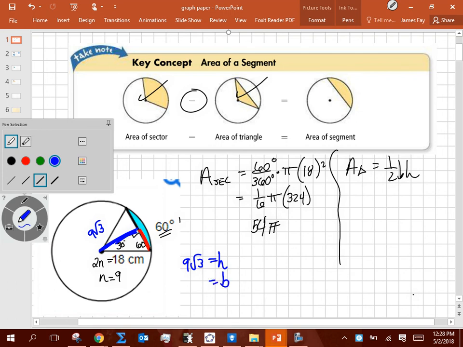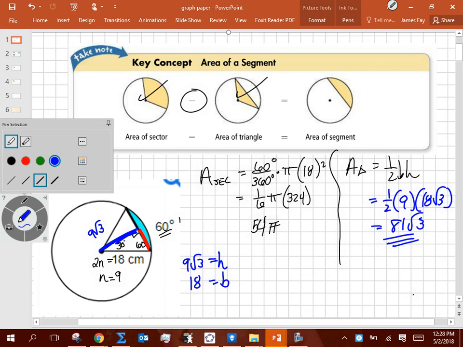What would your base be? If this red distance is 9, your base would be 18. Well, 9 times 18 times 1/2. What's 18 times 1/2? 9. What's 9 times 9 then? Does that give me the same area that I had found using s squared radical 3 over 4? That's the process that you would use all the time, regardless of that angle.